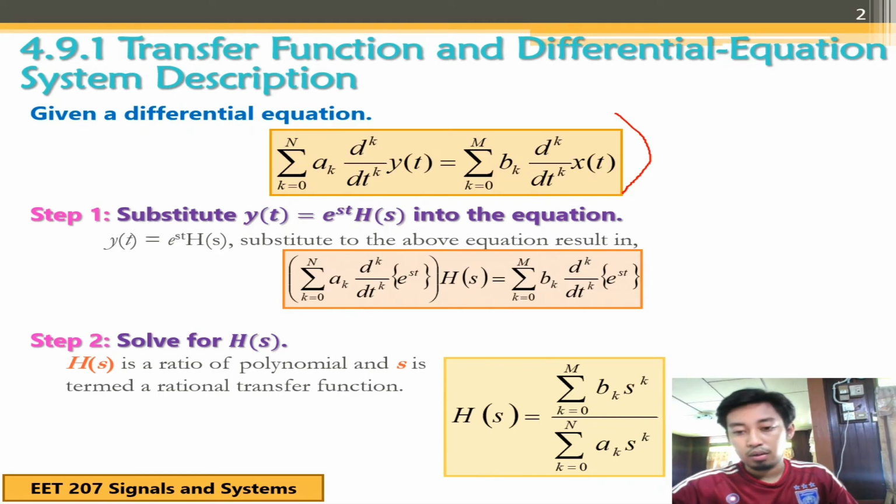I think all of you have already done the tutorial, I think number 3, for the differential equation system, so make sure you don't misunderstand. The b, which is for the input x(t), must be divided by the coefficient a. So this is the final equation for H(s).